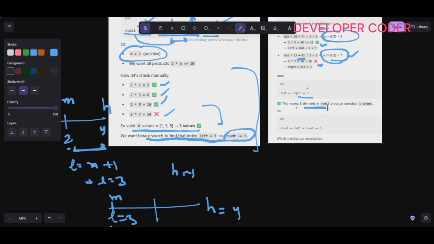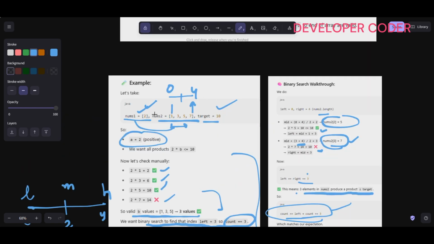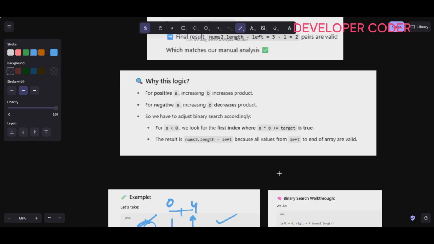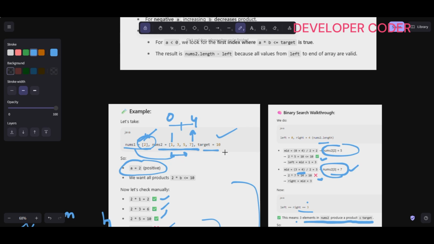Okay, so 3 elements in nums2 produce a product which is less than or equal to 3. So in the count I'm just going to add left. This is very clear, right? Positive, here I'm talking about where a is positive. So here this is the range. With this, an answer is possible, then I'm checking further. Maybe here also an answer is possible, right? Bigger values, right? So we need all the possible products in this range.